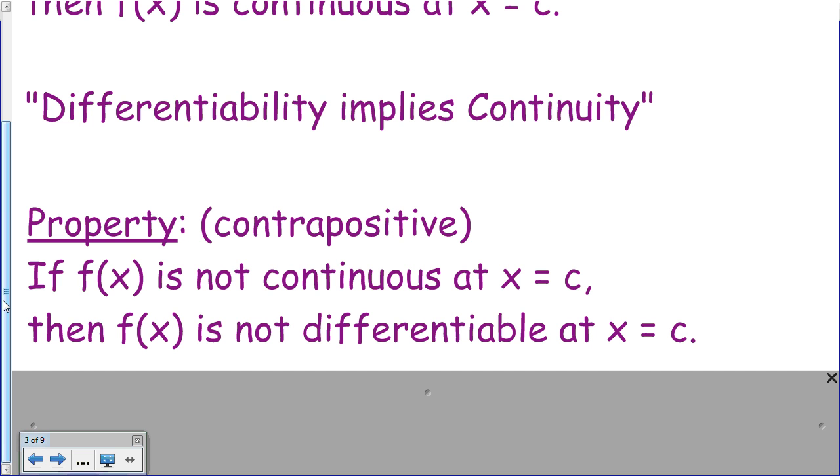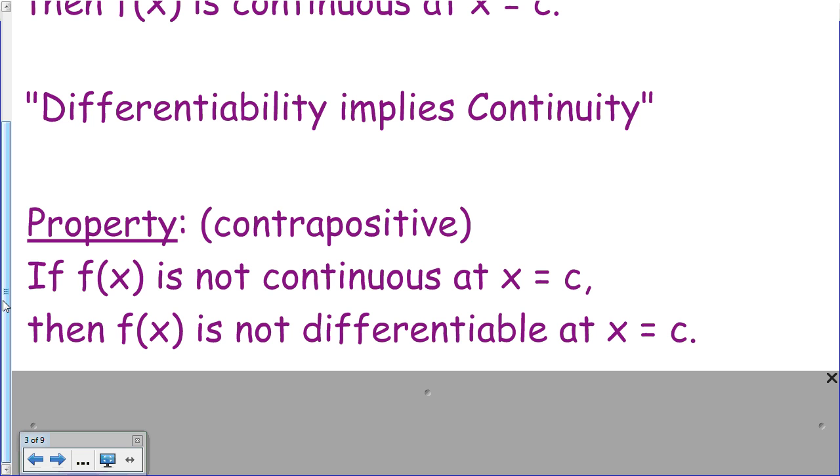It says if f of x is not continuous, so that's the opposite of our conclusion up above, it's discontinuous at x equals c, then f of x is not differentiable at x equals c. So if you don't have continuity, then you can't have differentiability. If you're not continuous, then you're not differentiable. Now again, don't read too much into these if-then theorems. You can't say, well, if I don't have differentiability, then I must not have continuity. That's not what this says. It just says if you're not continuous, then you know you're not differentiable, and that's it.